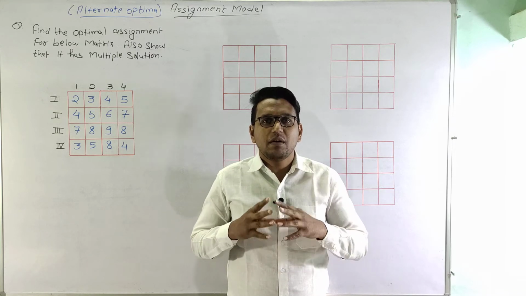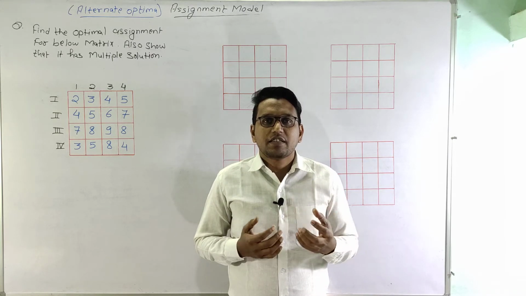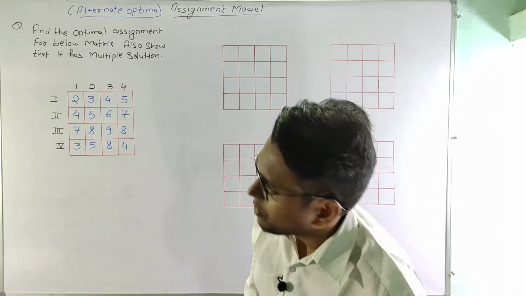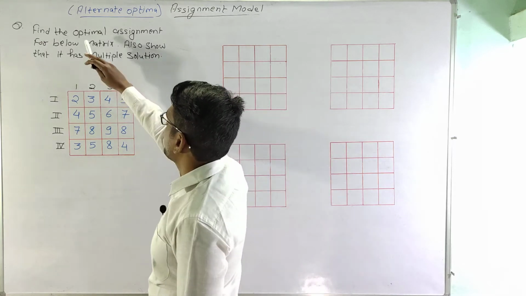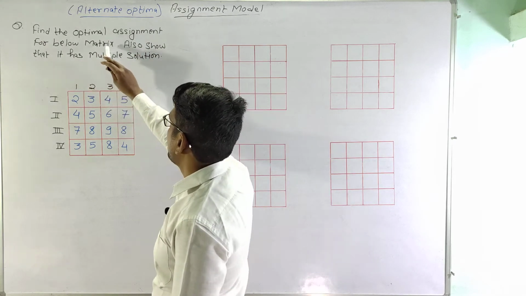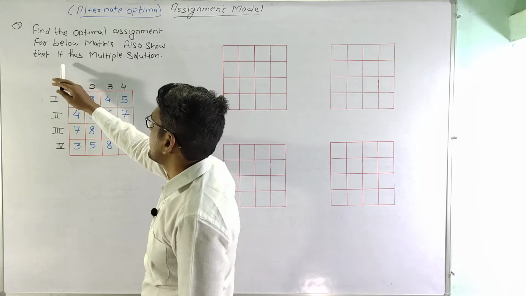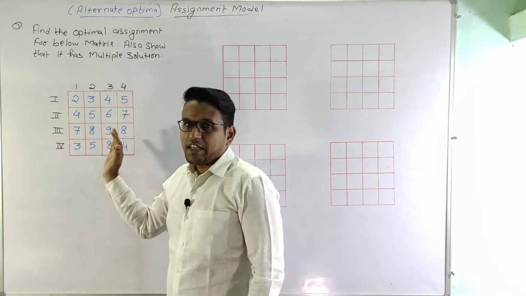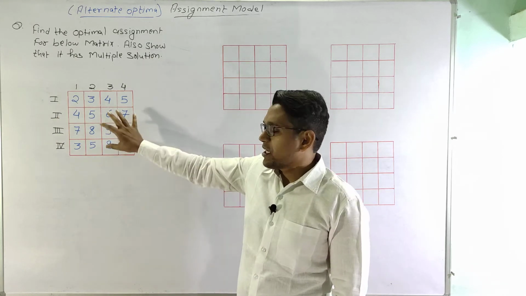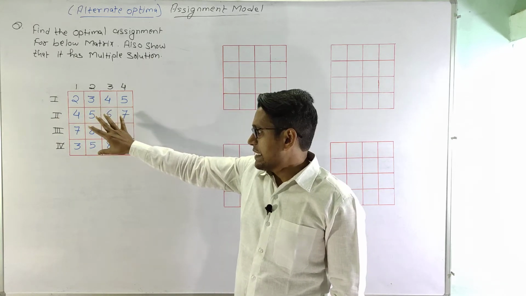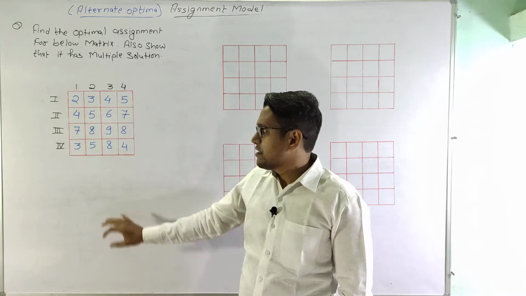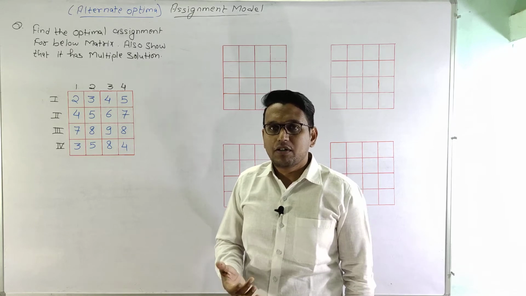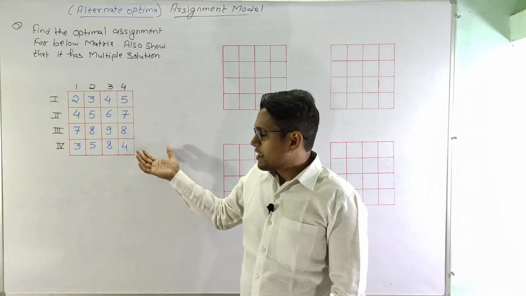So today we again come up with a variation in the assignment model. Let us quickly move on to the problem, and the problem says: find the optimal assignment for the below matrix. Also show that it has multiple solutions. A cost matrix has been given and we need to make an optimal assignment for this particular matrix, and we also show that this matrix possesses multiple solutions, which is also known as alternate optima. So let us start solving.